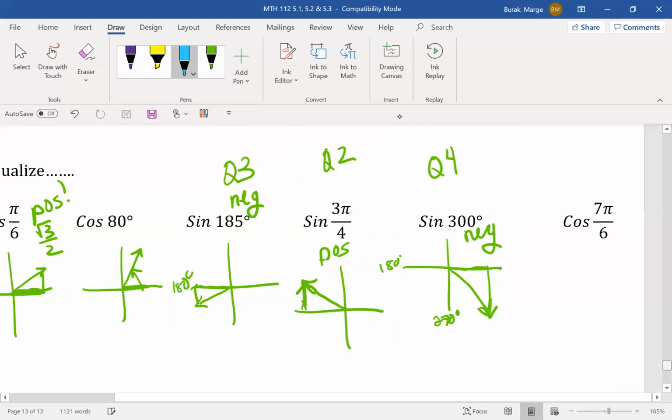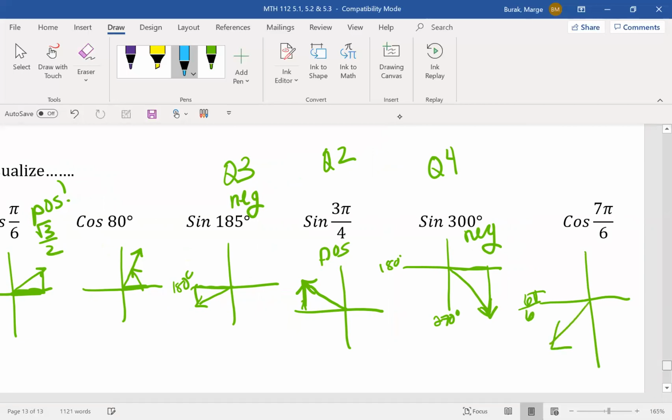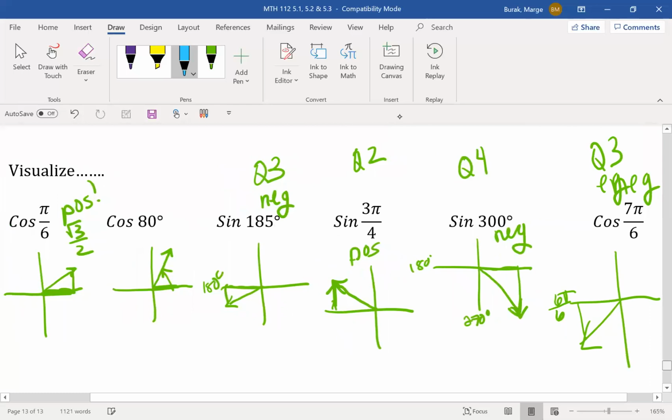And let's look at 7 pi over 6. I always go to pi, which is 6 pi over 6. So 7 pi over 6 is going to be quadrant 3. And the cosine and the sine are both negative. There we go. Okay, so hopefully you can follow that and visualize that.